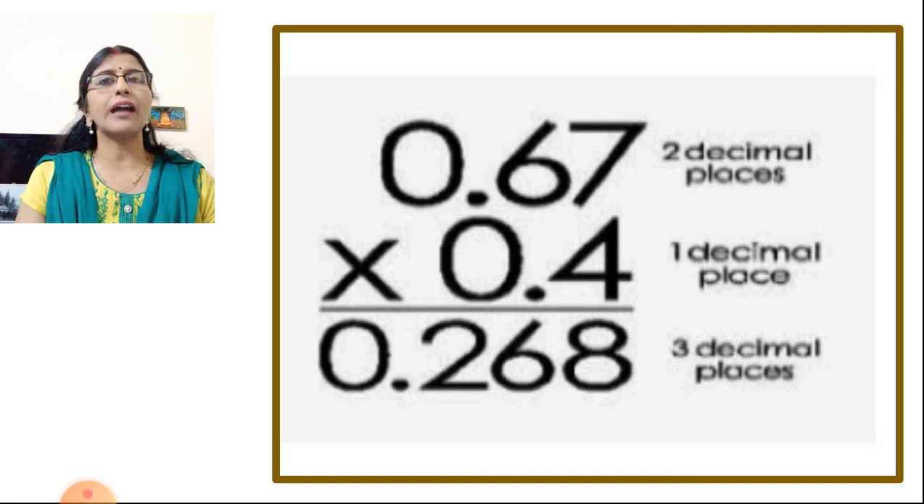Now we are going to count the decimal places. Now the first decimal fraction has, you can see, 2 decimal places, 0.67. You can see there are 2 decimal places in the first decimal number.